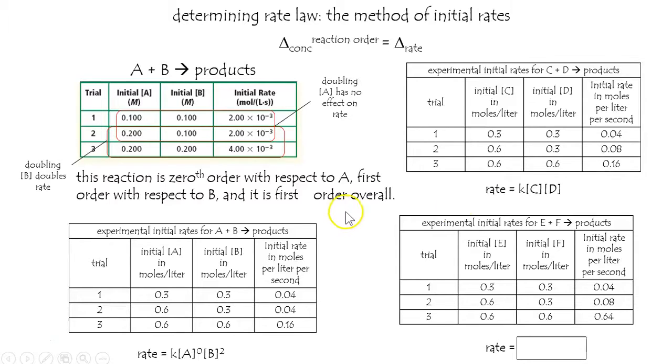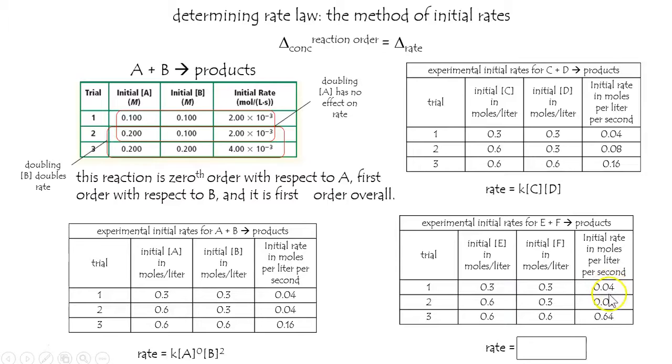Final experiment. E plus F turns into products. We double E. The rate doubles while keeping F constant. This is 1st order with respect to E. How about F? Well, it's always the same trials here. It's always 1 and 2 for the first thing, 2 and 3 for the second. Be aware that it could be 1 and 3, for example, or they could first show you F and then show you E. But at least in the beginning here, let's keep it nice and straightforward.